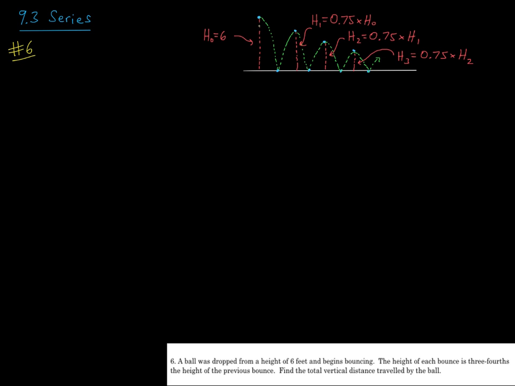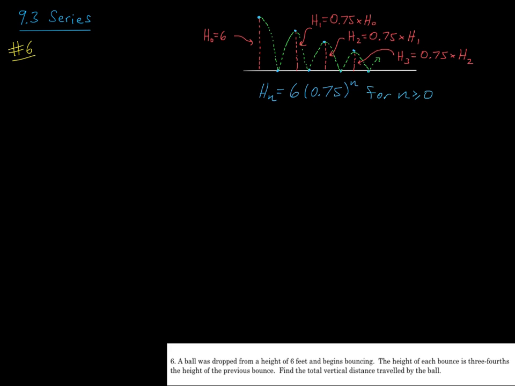Okay, so you can see in the figure up here, the initial height, which I'll call h0, that's 6 feet. Now it's going to come down, bounce, and then it's going to rebound to this height h1, which is 3/4 the previous height. So h1 is going to be 0.75 times h0, okay? Then it'll rebound to this height h2, which is 3/4 of the previous height, which is h1. So h2 is 0.75 times h1, okay, so on and so forth.